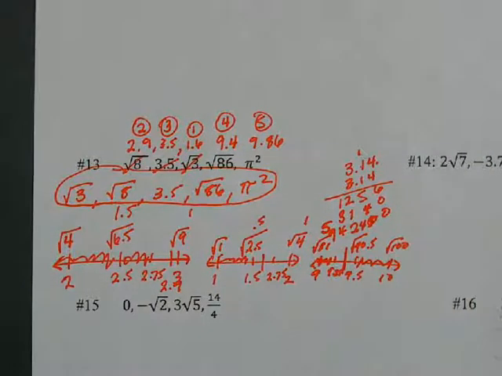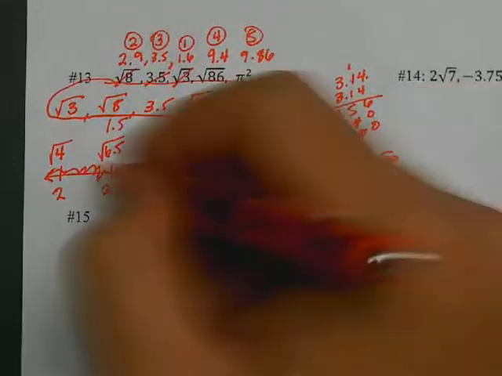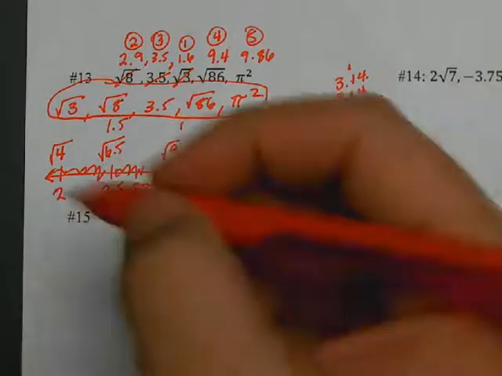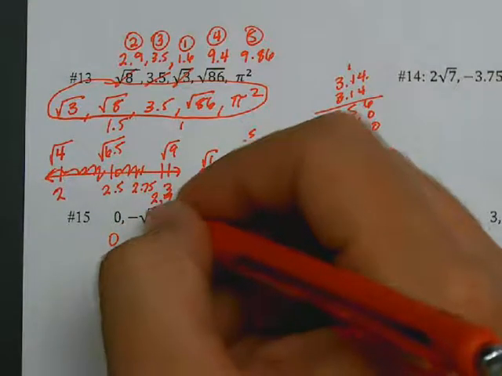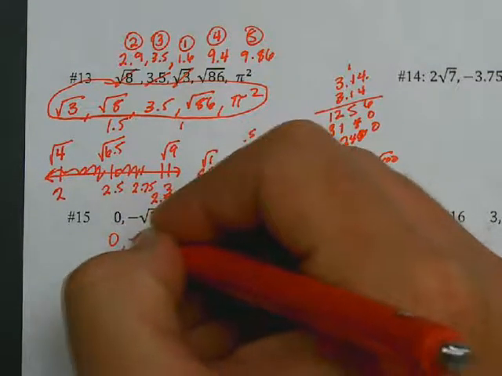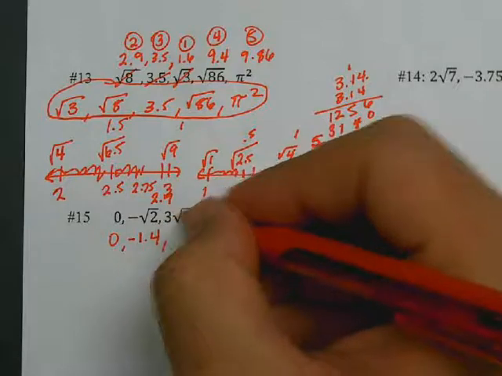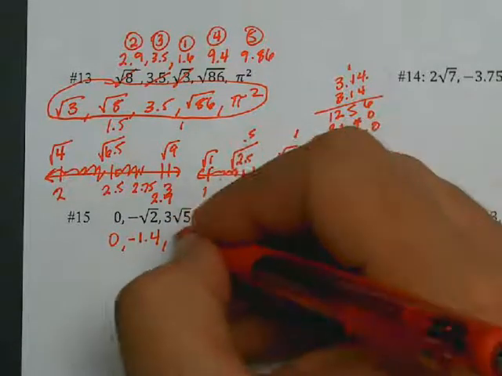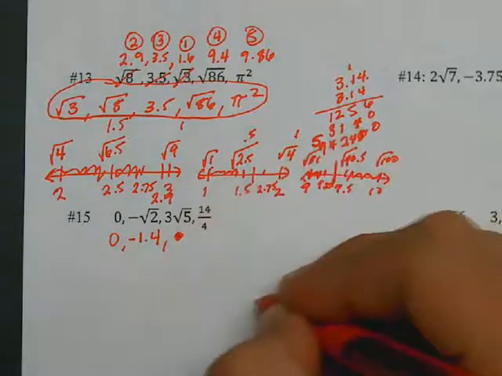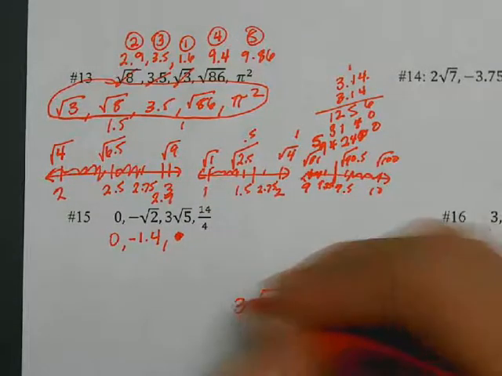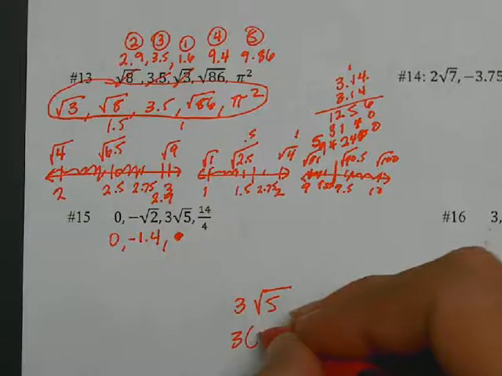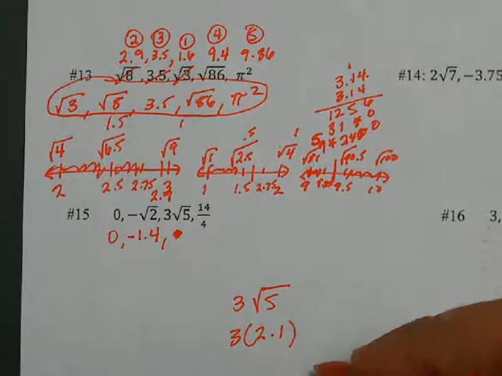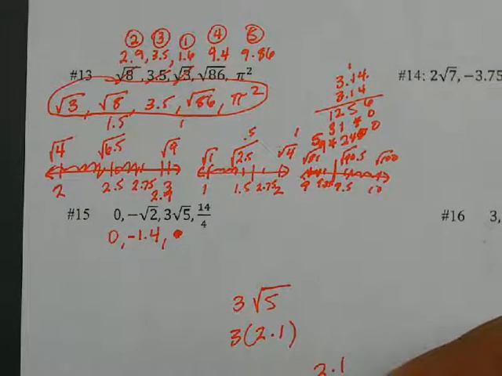Okay. Going to 15. I'm going to work 15 out without showing you as many of the steps, just to help you out here. Obviously 0 is 0. Negative square root of 2 is negative 1.4. Then 3 times the square root of 5. The square root of 5 is just past 2, so it's approximately 2.1, and 2.1 times 3 is 6.1.